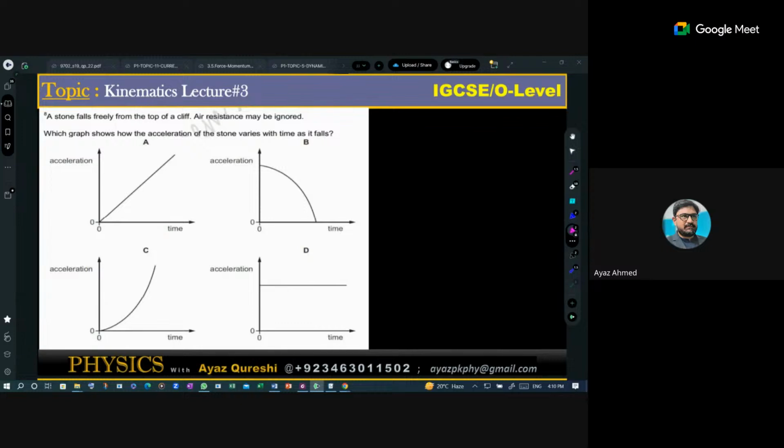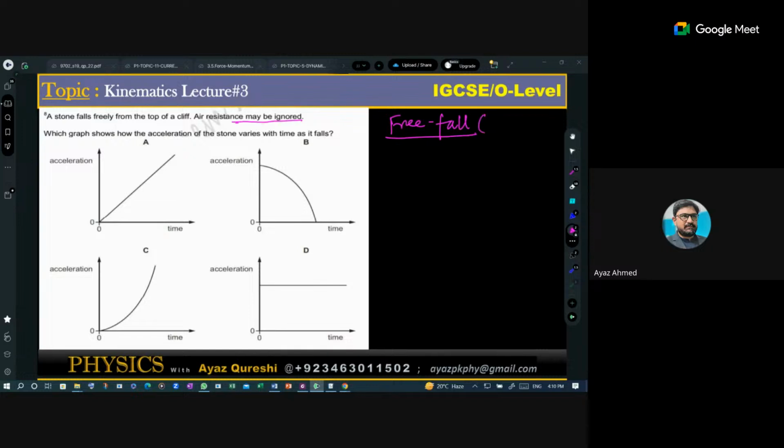A stone falls freely from the top of the cliff. The air resistance may be ignored. Which graph shows how the acceleration of the stone varies with the time as it falls? This question is related to what topic? Free fall. And in free fall, air resistance is ignored.